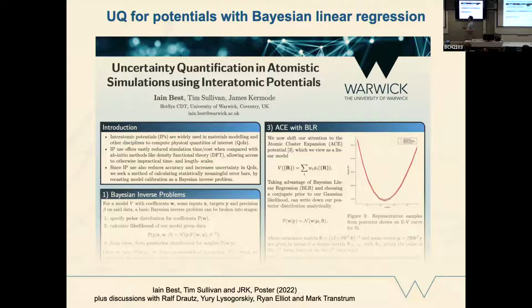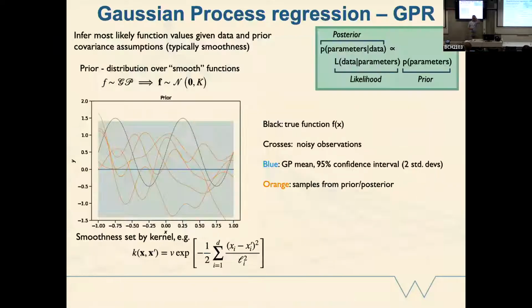What Ian is doing is using an ACE model and doing things in a similar way to what I talked about. The first way is basically regression, using samples from the posterior distribution of potentials to propagate uncertainty in the coefficients. That's one way to do things, and what I'm going to talk about now is an alternative approach based on Gaussian process regression. This is what's used in the GAP framework that we'll be familiar with.